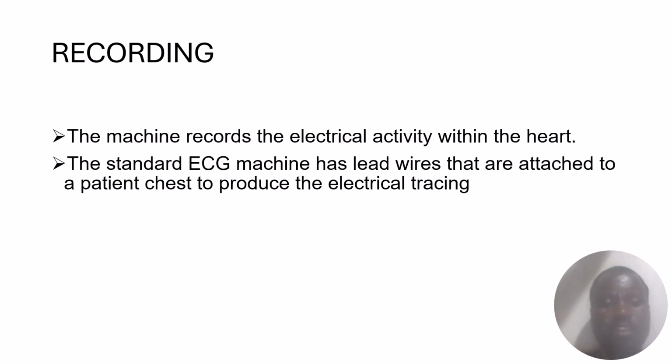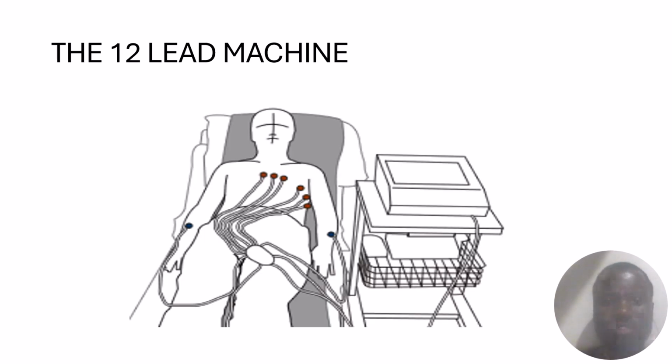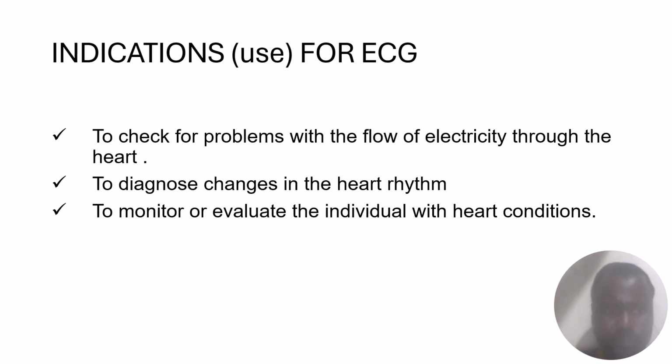The machine records the electrical activity within the heart, and the standard ECG machine has lead wires that are attached to a patient and produces the electrical tracing. So this will be the ECG machine, and new ones are now even more portable, and then they are connected to the patient like that.